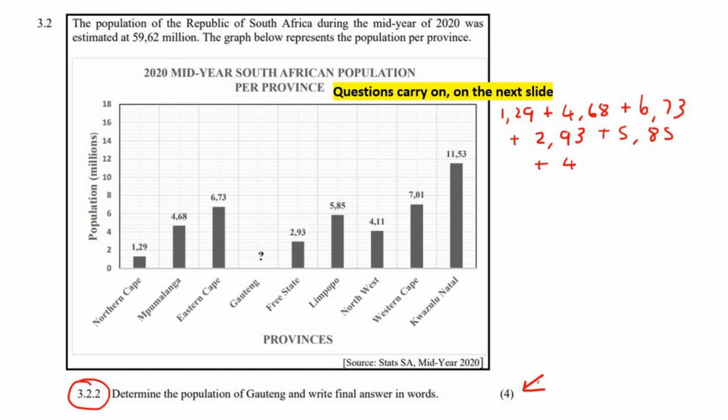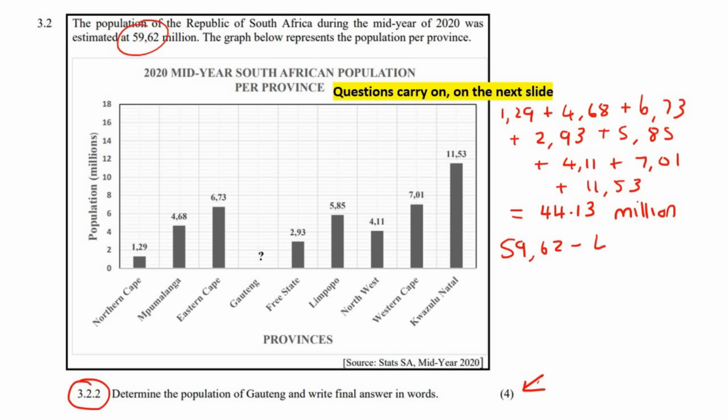5.85 plus 4.11 plus 7.01 plus 11.53. If we add all of this together, that'll give us 44.13 million. Okay, so then you can just say 59.62 and you take away that 44.13 and that'll give you 15.49 million.